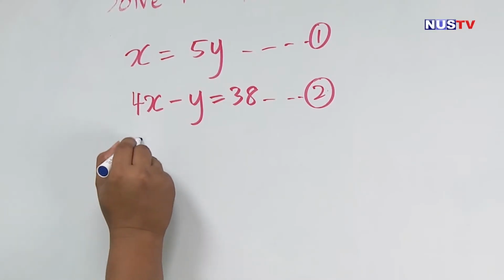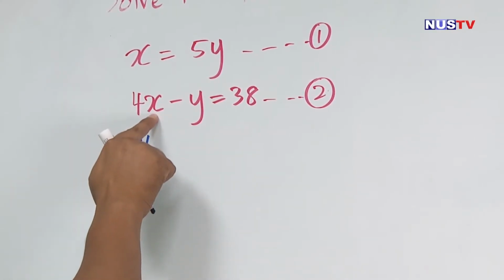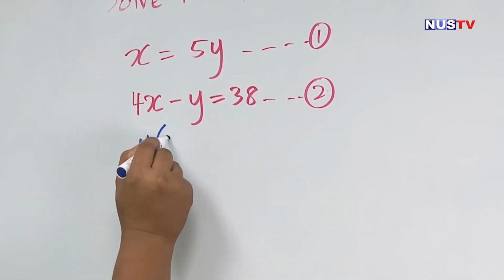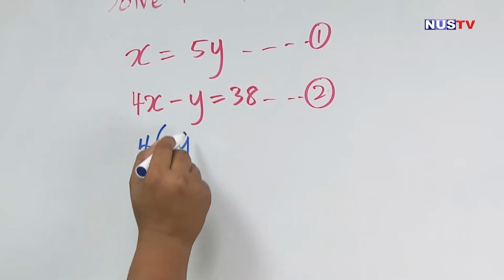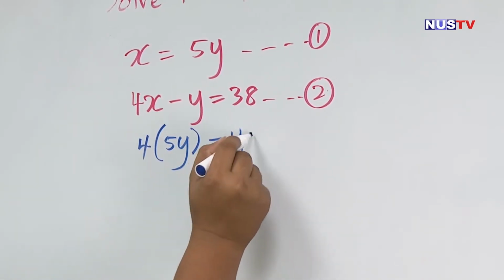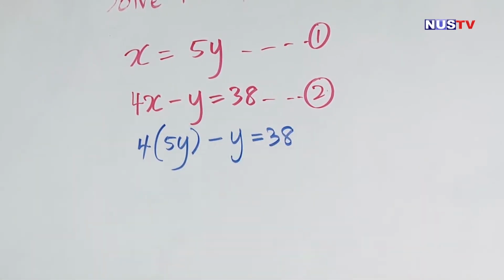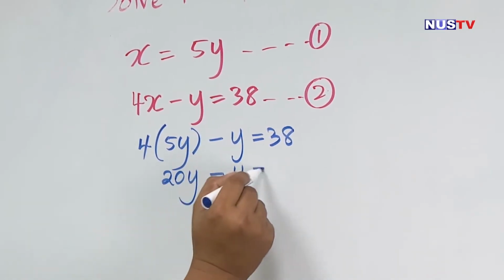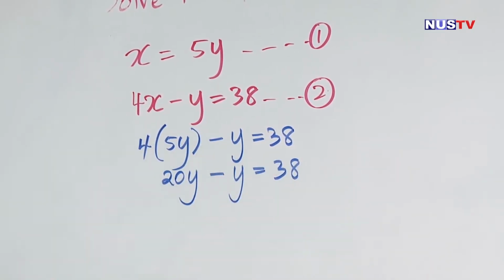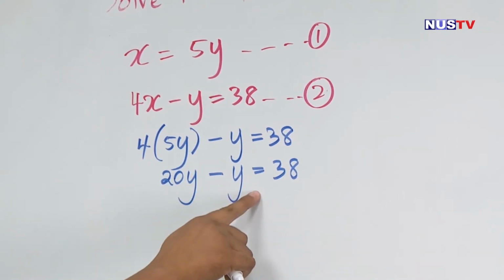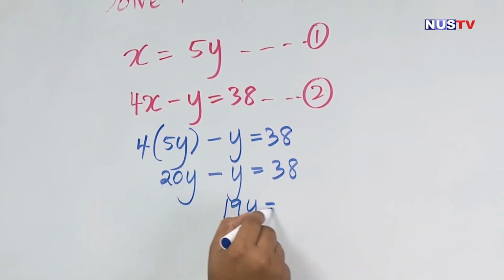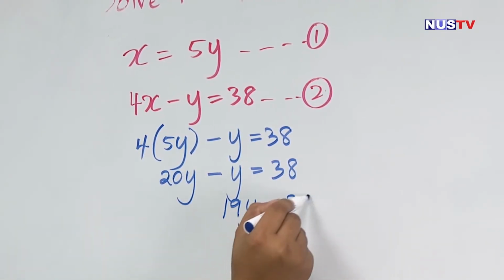So we have 4 here. Instead of x, we're going to substitute the value of 5y there. So 4 multiplied by 5y, minus y, is equal to 38. 4 times 5y is equal to 20y, minus y is equal to 38. So 20y minus y will be equal to 19y, and that is equal to 38.